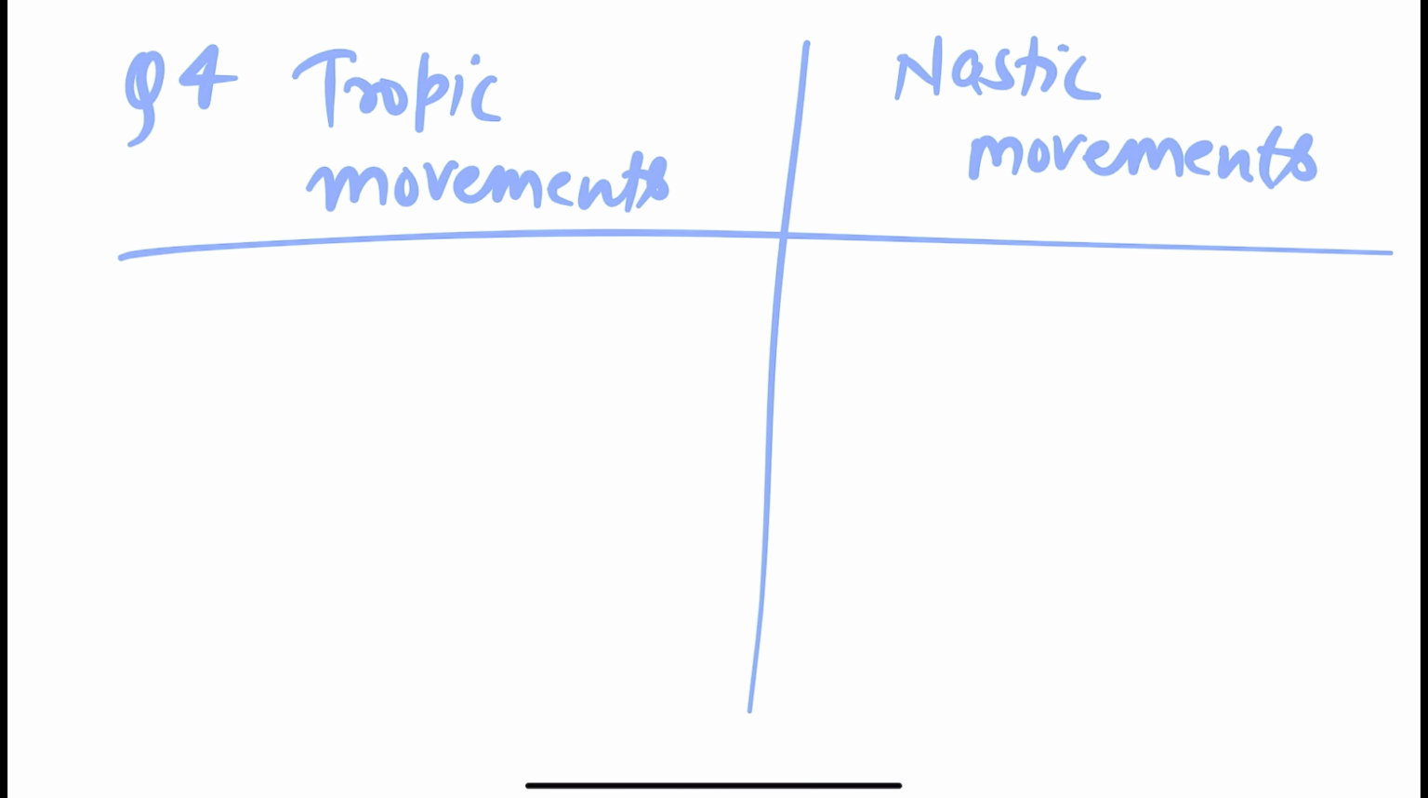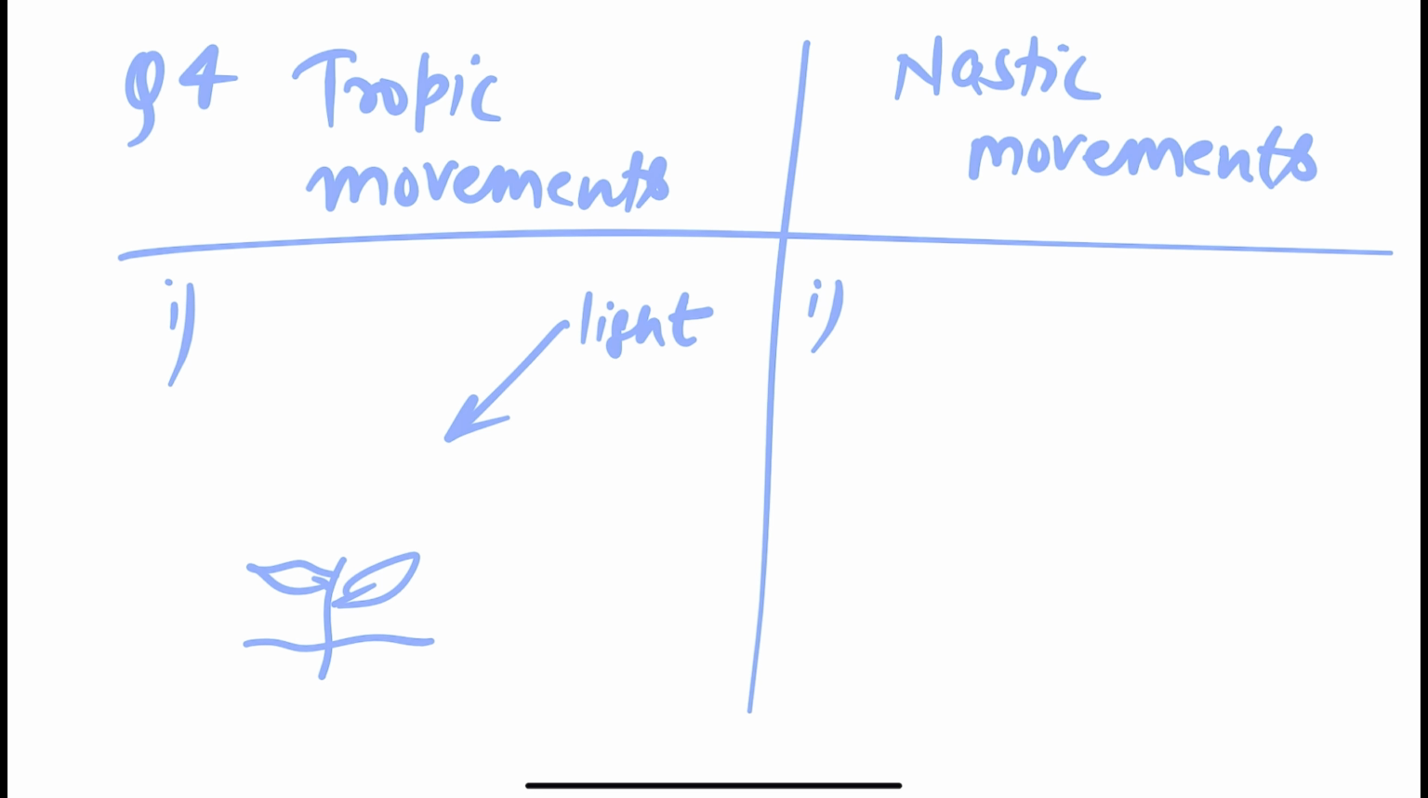ट्रॉपिक मूवमेंट्स क्या होती हैं? ये ट्रॉपिक मूवमेंट्स ऐसी मूवमेंट्स होती हैं प्लांट के अंदर जिसमें ग्रोथ इन्वॉल्व होती है. For example, this is a stem, this is a leaf, and light is coming, and this stem will grow towards the light. So this stem will grow towards the light, and the growth is involved over here. As a result of it, this is a tropic movement.